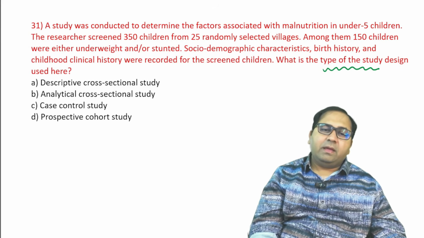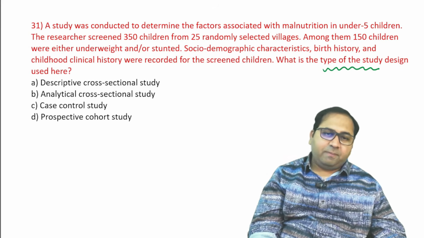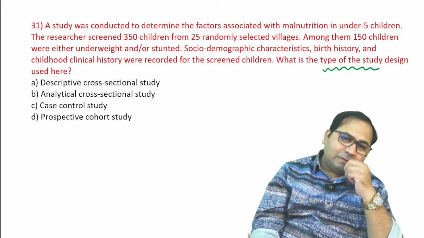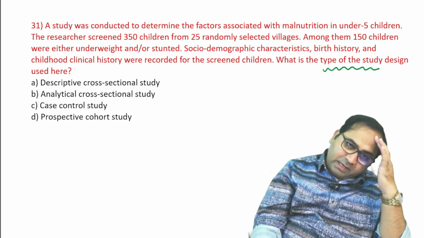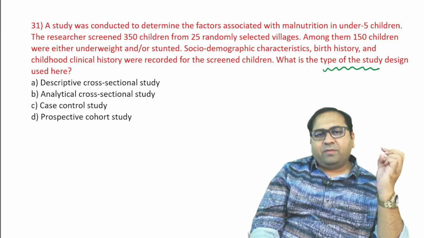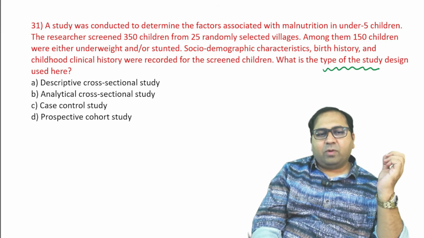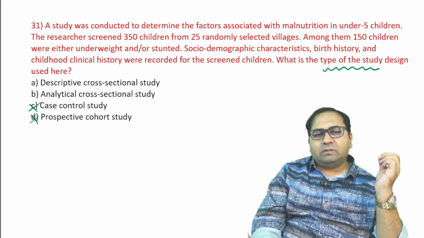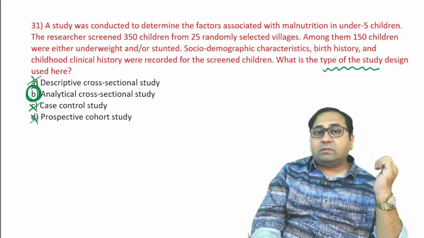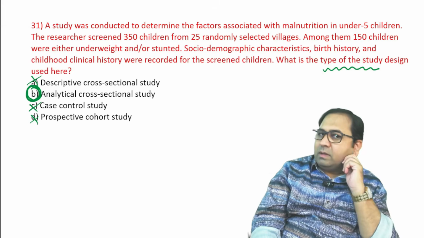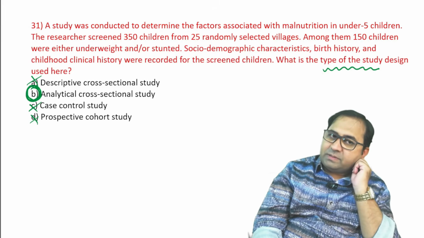Is it A, descriptive cross-sectional study, or B, analytical cross-sectional study, or C, case control study, or D, prospective cohort study? Definitely it is not a prospective cohort study, it is not a case control study, it is not a descriptive type of cross-sectional study. The answer over here is that it is an analytical type of cross-sectional study. Please remember the question and also the answer for this question.